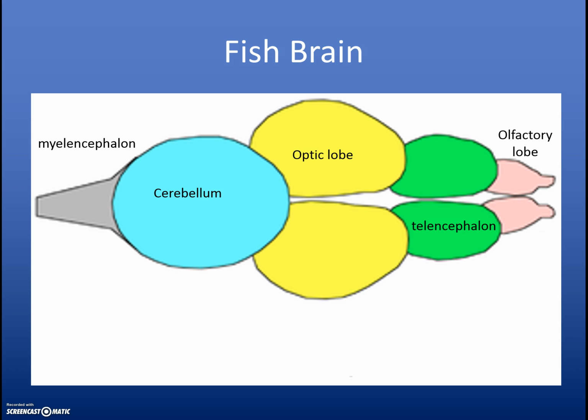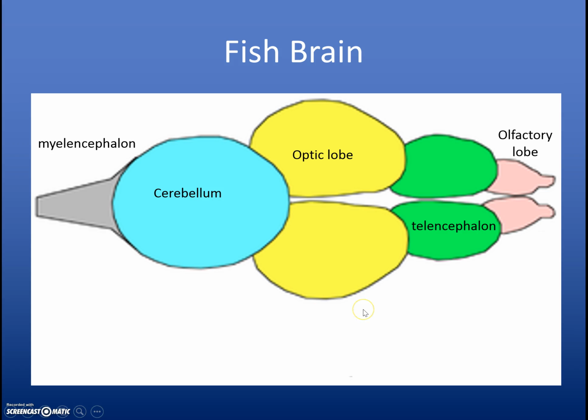Now, as you can see in the fish brain here, there are four major regions. You have the forebrain here, the midbrain here, the hindbrain here, and then the brain stem. The forebrain consists of two olfactory lobes that function in smell, two telencephalons that are equivalent to a cerebrum in higher organisms, and also functions in olfaction.